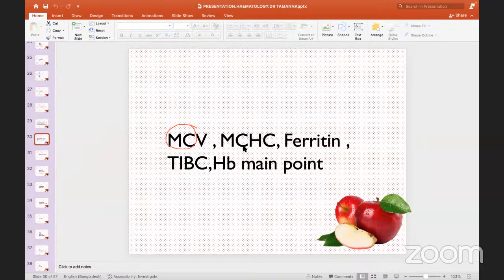MCHC, mean corpuscular hemoglobin concentration. Ferritin, we already discussed. It is the acute phase reactant protein. TIBC, total iron binding capacity. It is increased in case of iron deficiency anemia. But everything is normal in case of thalassemia. Write it down. Everything is normal.